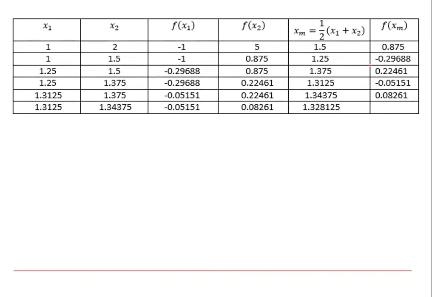On the previous slide we got to the point where our interval was 1.25 to 1.5, and so we continue the process by taking the average of 1.25 and 1.5, so that gives us 1.375.